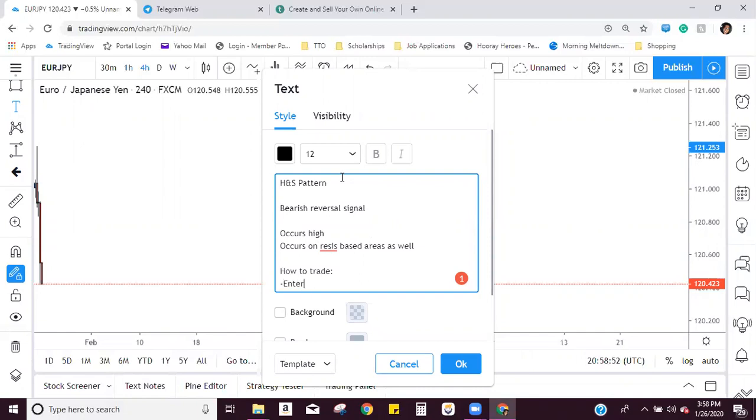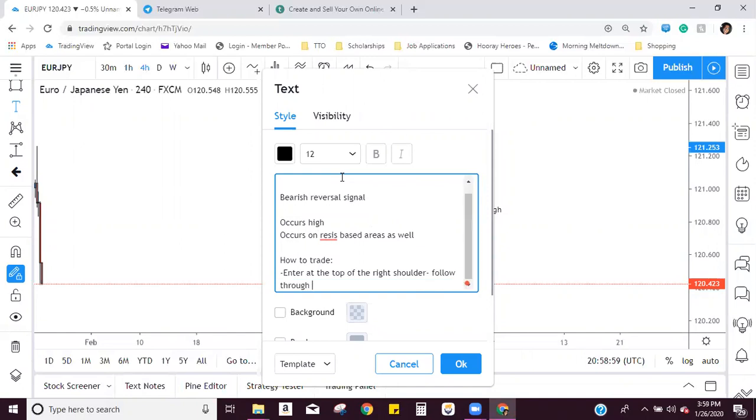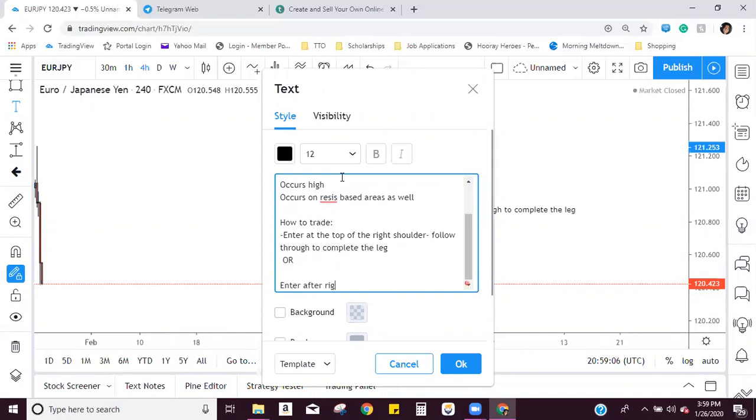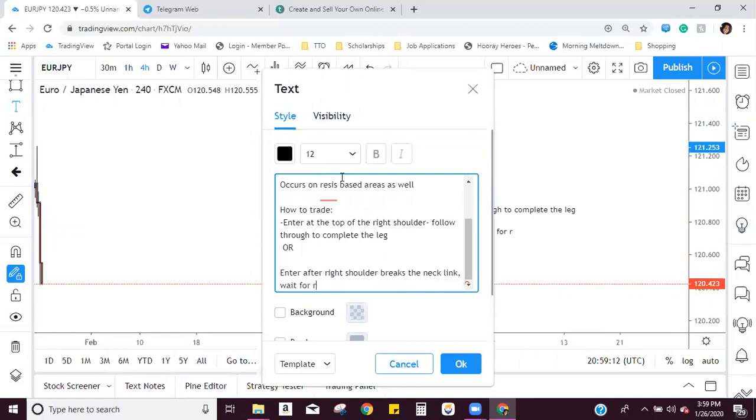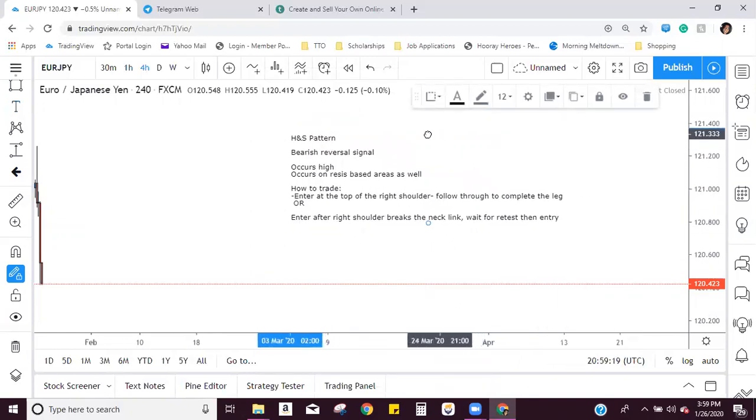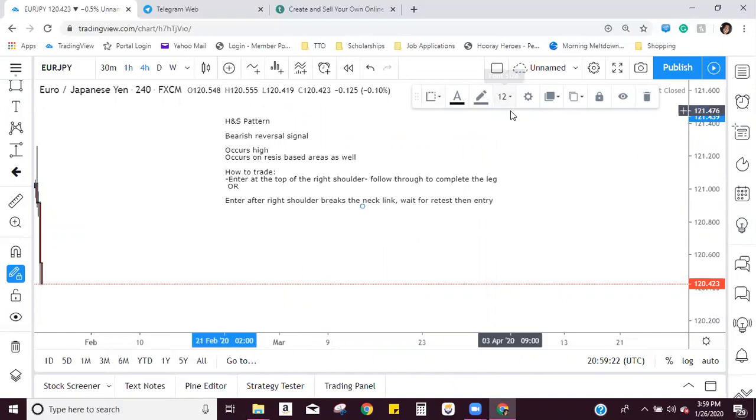there's two ways to trade. Enter at the top of the right shoulder, follow through to complete the leg, or enter after the right shoulder breaks the neckline, wait for retest, then entry, which is also a good thing that we can do as well. So this occurs on high points. That's automatic. If it occurs on high points, that means it's hitting a level of resistance to then reverse.